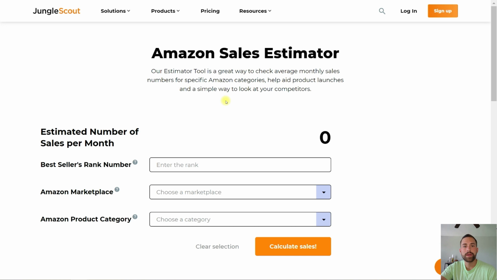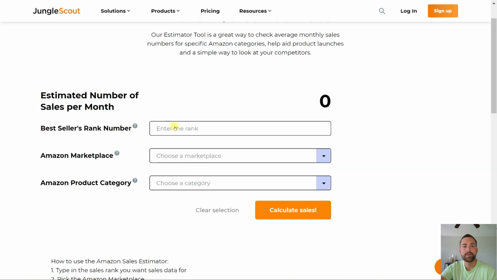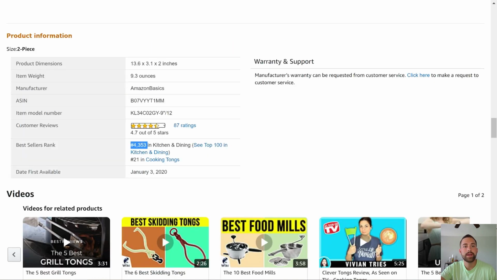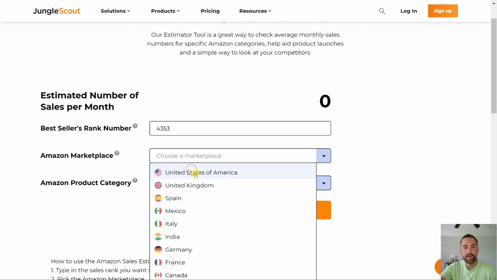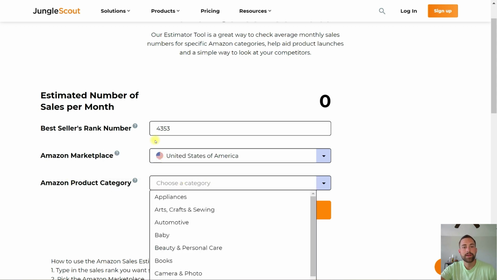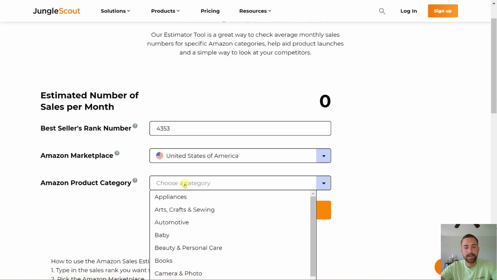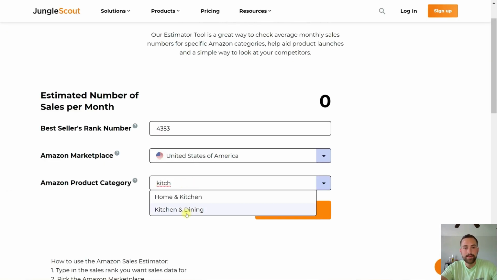So what we're going to do here is add the bestsellers rank number, which is that 4,353. Put that in here. Make sure there's only numbers in there. And we're going to pick the marketplace that this seller is selling in. They're going to be selling in the United States market. And then the product category. This is the department, so this is kitchen and dining. It is not the cooking and tongs. You won't see cooking tongs in there. So type in kitchen and dining.